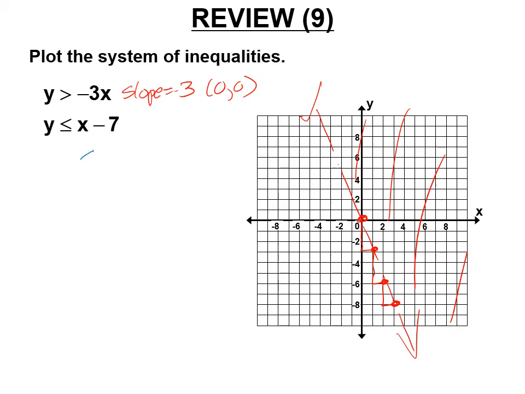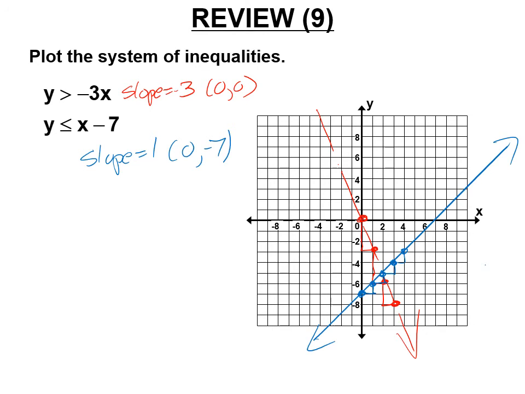For the other one, the slope is 1, y-intercept 0, -7. 0, -7, slope of 1. Let me get all these out of the way. And we're going to be shading below. It's going to be solid because there's an or equal to. All right. And so we're above the red one, below the blue one. And let's use a different color. And so the shaded area is in here. And realize we're stopping at 10 and -10, but this actually goes on forever.